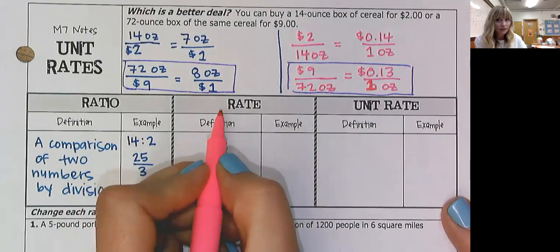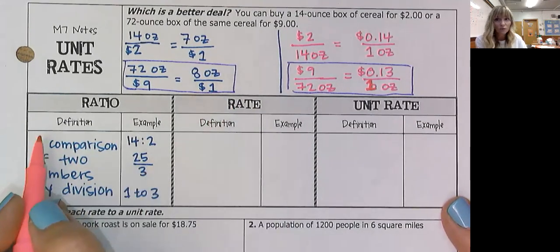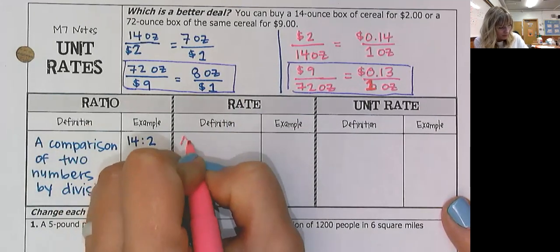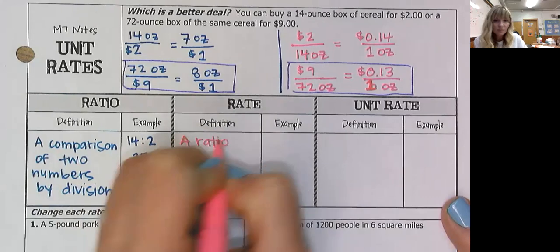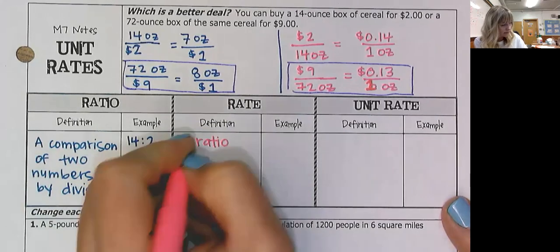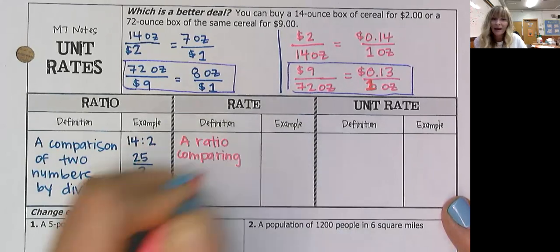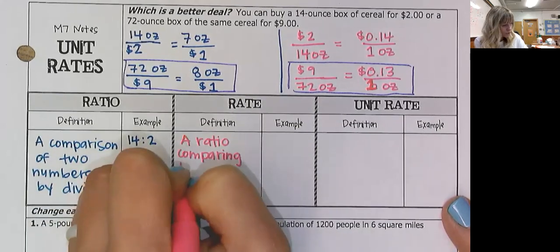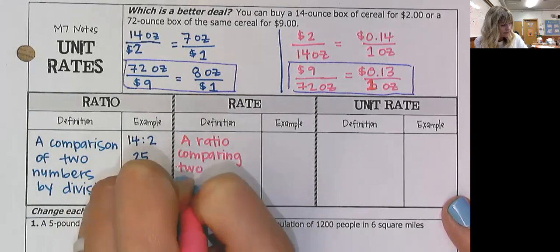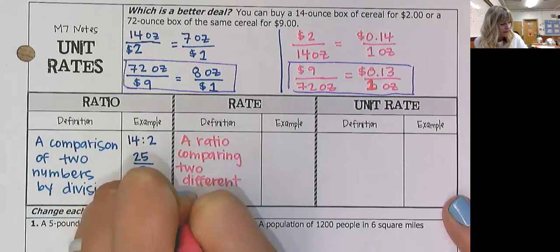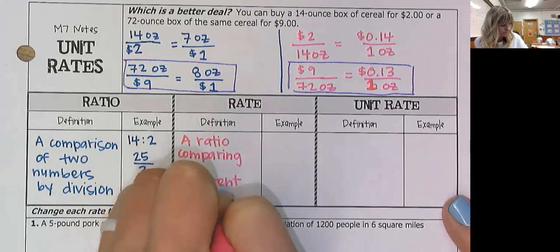The first thing you need to understand is that a rate is still a ratio. It's just building on this definition. So I'm going to start with those words. It is a ratio, which means it's still comparing things. It is a ratio comparing 2 different, and this is key right here, 2 different measurements.